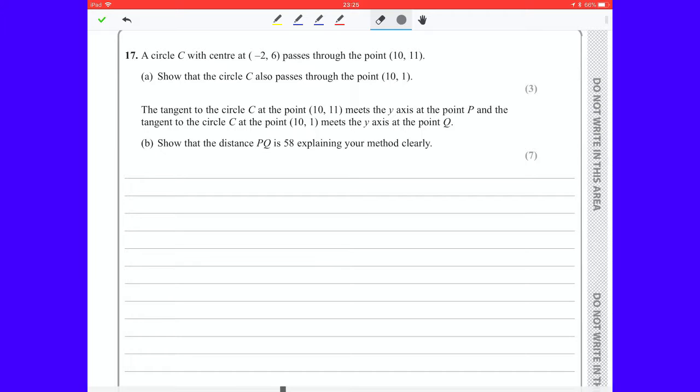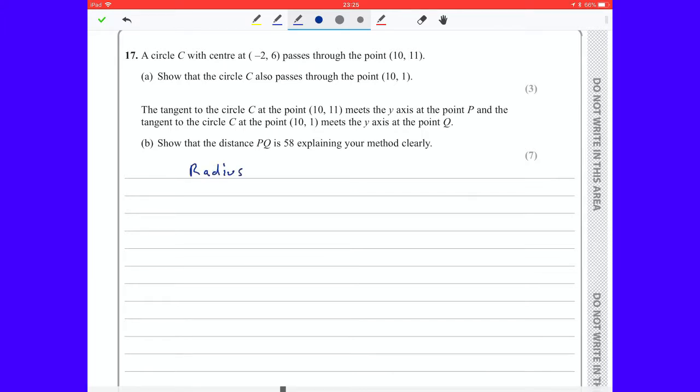Question 17. A circle with centre at -2, 6 passes through the point 10, 11. Show that the circle C also passes through the point 10, 1. Well, the way we'll tackle this question is we'll find the radius of the circle and then show that the point 10, 1 is that same distance away from the centre as the radius, and therefore it must be on the circle. So we begin by finding the radius of the circle.